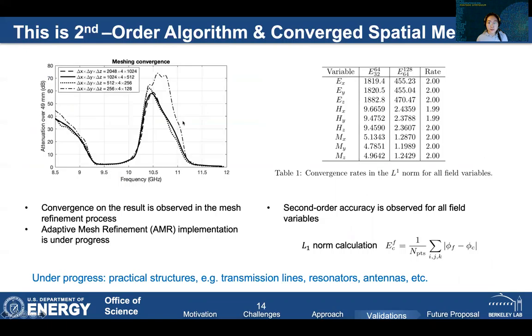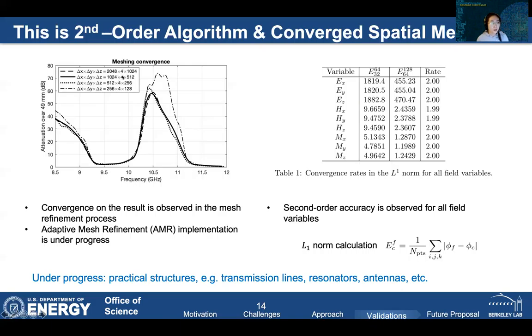The simulation also gets converged while we increase the number of meshes in the structure. So here on this page, we did the order of accuracy test and also spatial convergence test. As we increase the number of meshes from 1024 by 4 by 512 to 2048 by 4 by 1024, we can observe almost no difference between these two simulations. The curves overlap with each other. So we can say that the simulation is correct and converged with the mesh number of 1024 by 4 by 512.